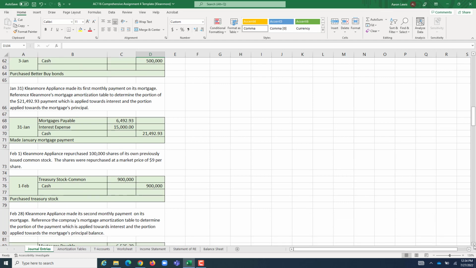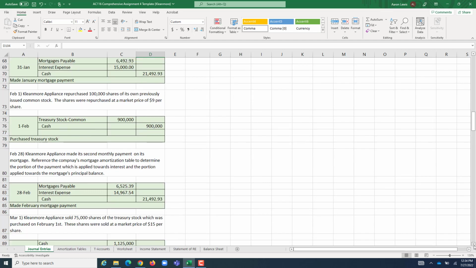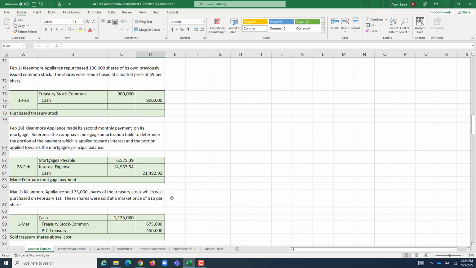Scrolling down through, we sold some of those shares back. We sold 75,000 shares of our stock out of our treasury back to the public. They had 900,000 up here on February 1st after we made the repurchase. We just gave 75,000 of those back.